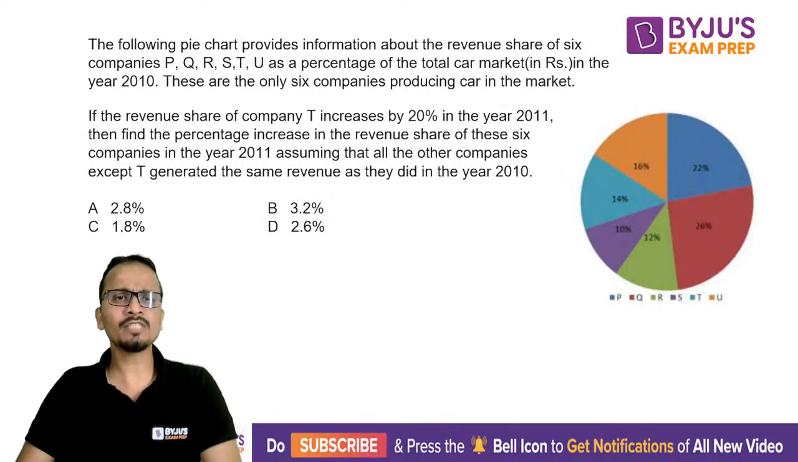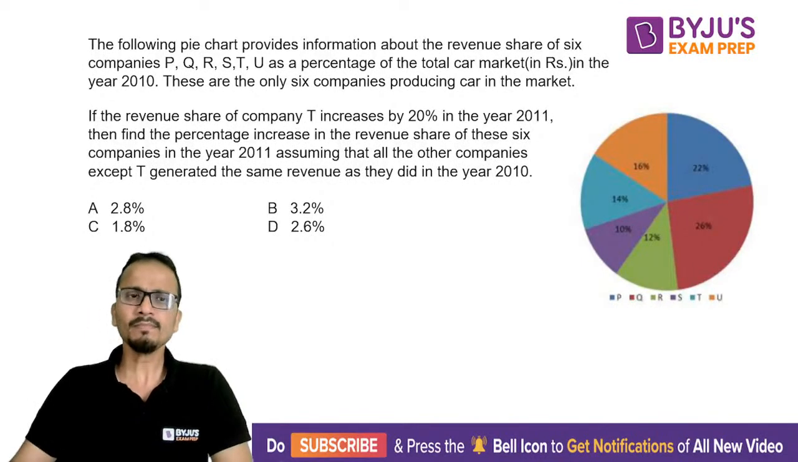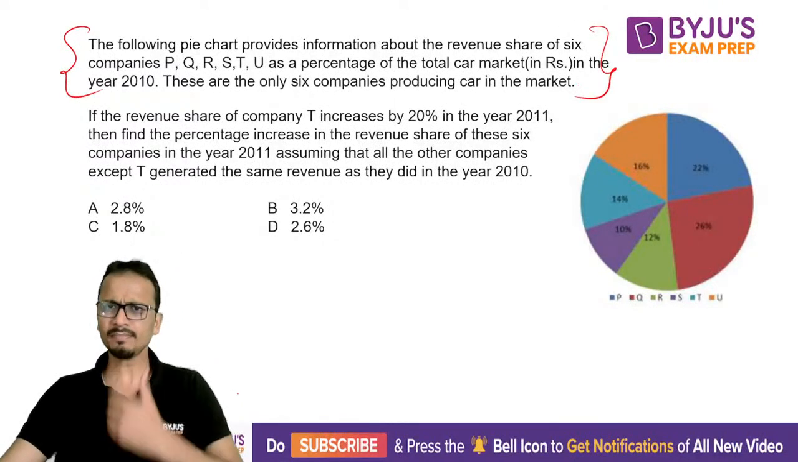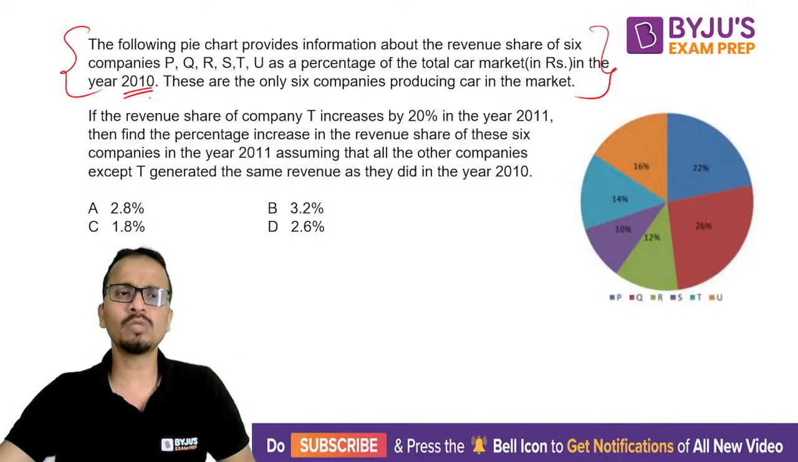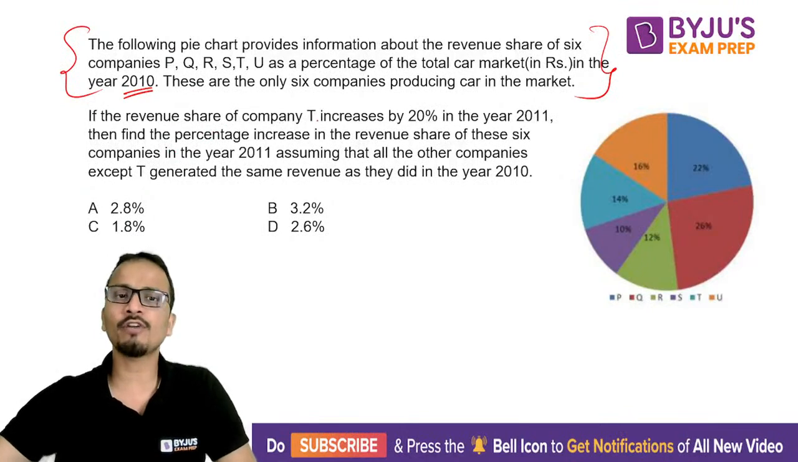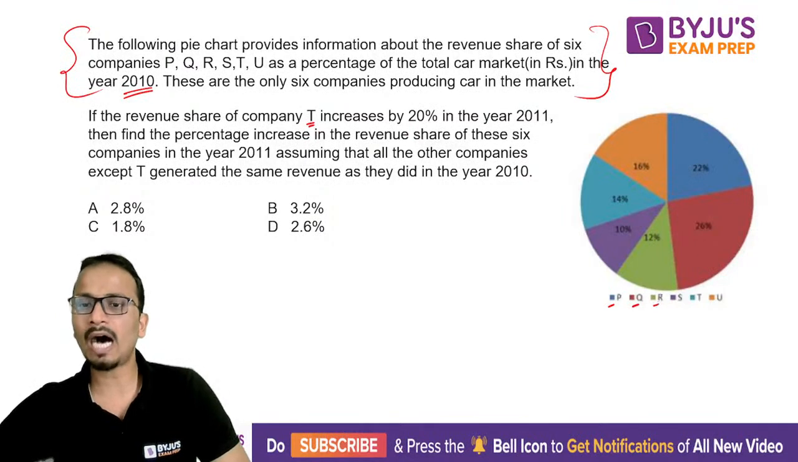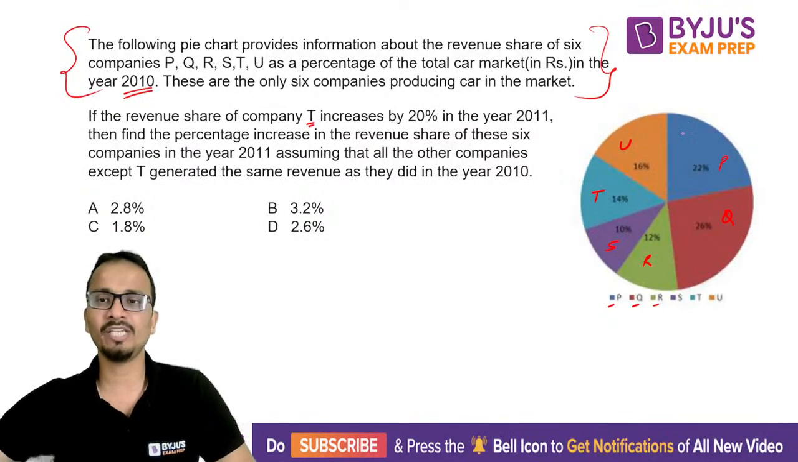Okay. So the next question: the following pie chart provides information about the revenue share of 6 companies. I have observed that the general data that is given is not at all useful. It's just that this data is for 2010. The companies P, Q, R, S, T and U are given in cyclic order, and now their percentages are given.